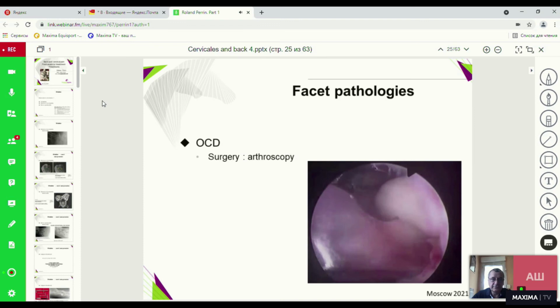So this is a picture of Dr. Hughes, and you see that you have a ferret smith who removes the bone in the joint. So you can do that. It's possible.